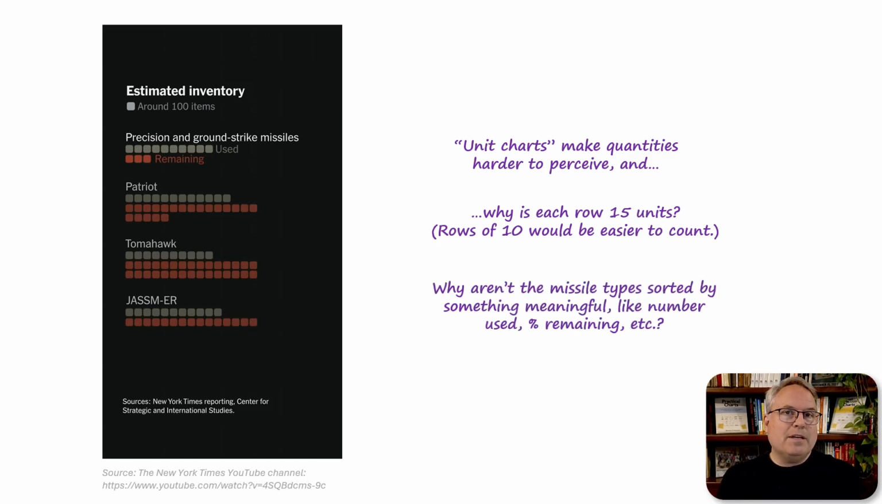And perhaps if the missile types had been sorted by shortage, we could see which ones were in shortest supply, but they seem to be listed in essentially random order. And also, of course, the remaining missiles are shown in red, which I guess you could justify, but to me, it's more the ones that have been used that are the problem. And red, of course, typically indicates a problem or something bad. So, yeah, normally they produce great graphics. This one, I think, might have missed the mark a little bit.